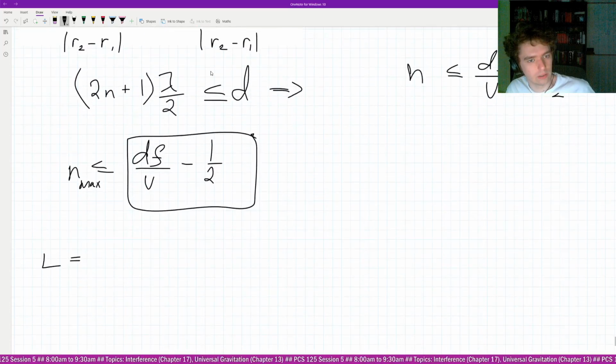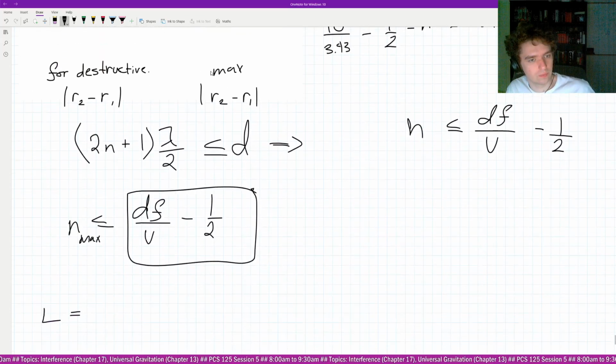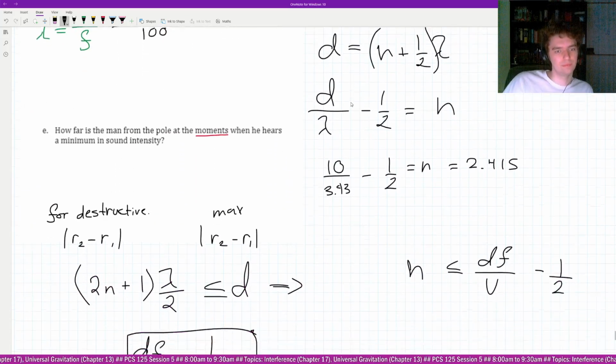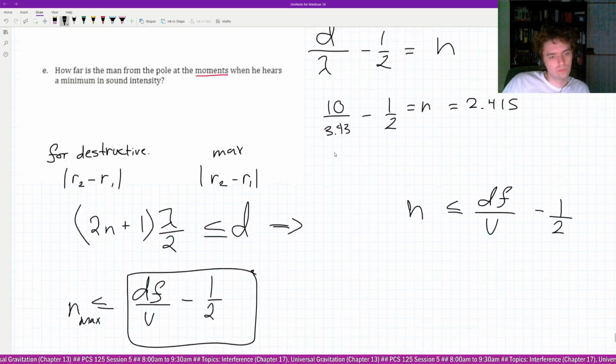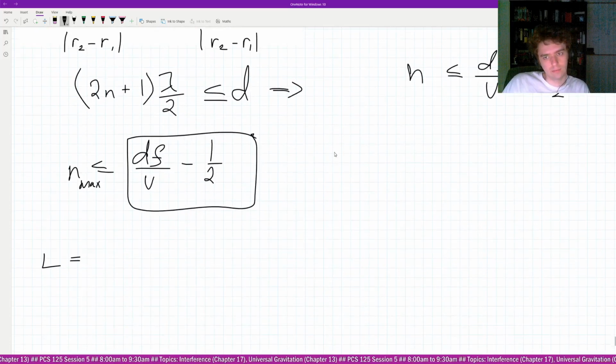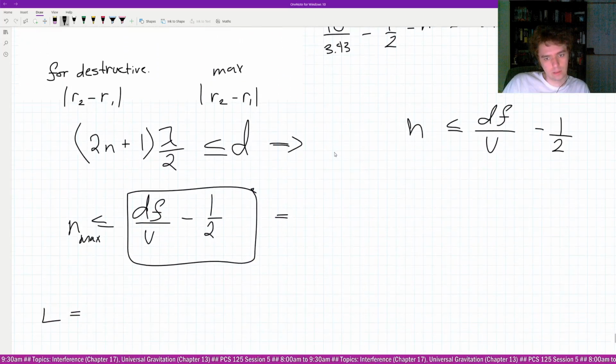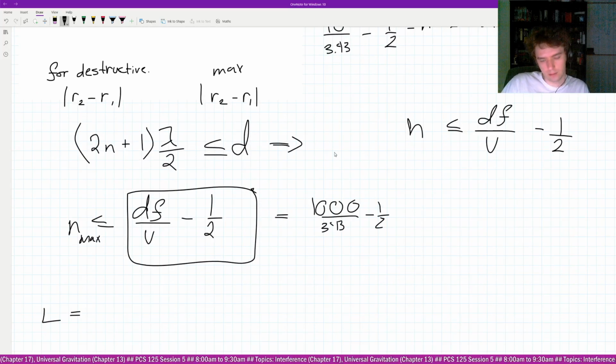I don't really have an answer for this one. We have to find that value now, because we actually know d, f, and v. Then we can pick every integer less than that value. So 1,000 over 343 minus a half. 1,000 over 343 minus a half. So this is 2.4.